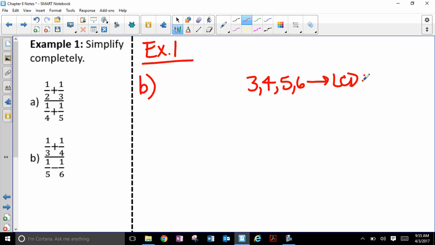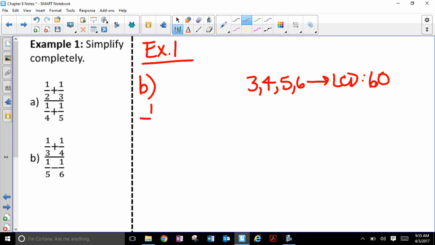So 3 and 4 are divisible by 12, and so is 6, but 5 does not divide into 12. We could try 24. 6, 4, and 3 all divide into 24, but 5 doesn't. So as you go through this process, 60 actually happens to be our LCD this time again. So 3, 4, 5, and 6 all divide into 60.